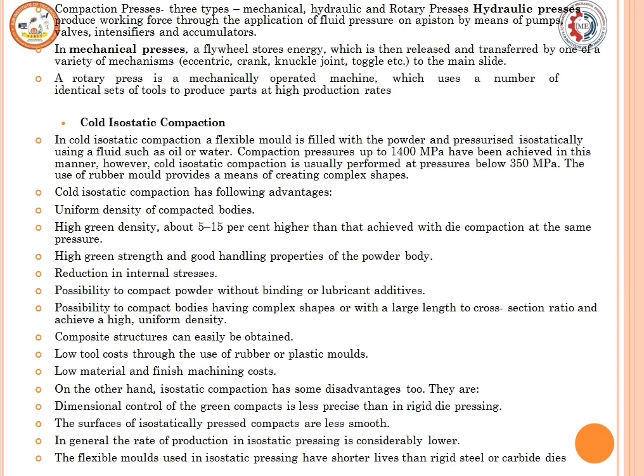The disadvantages of isostatic compaction are that dimensional control and surface finish are less smooth, the rate of production is considerably lower, and tools have shorter lives than rigid steel or carbide dies. So these are only some of the disadvantages of the cold isostatic compaction process.